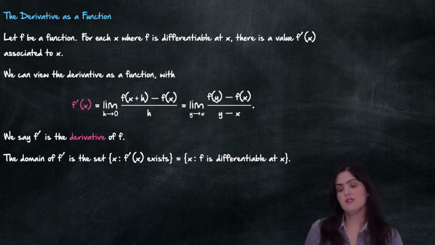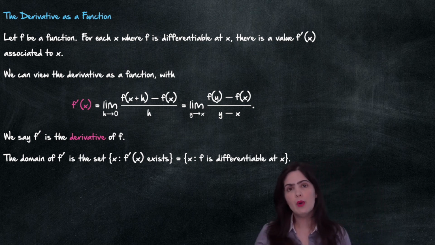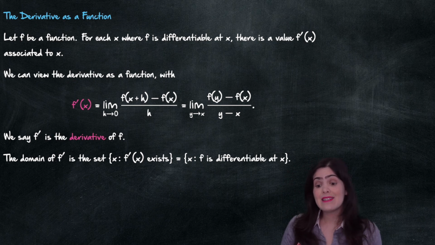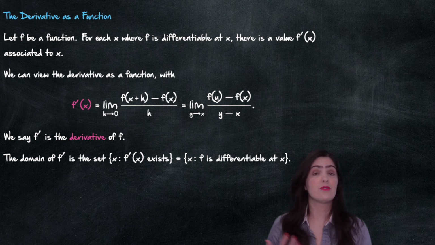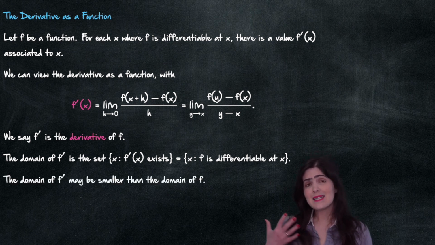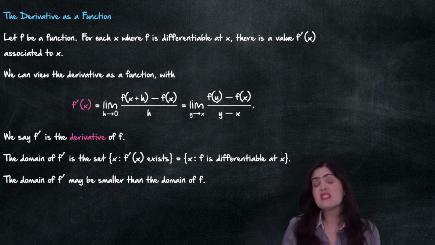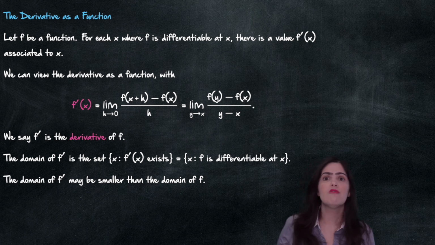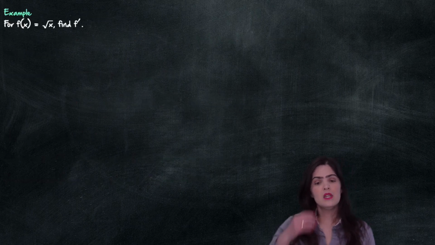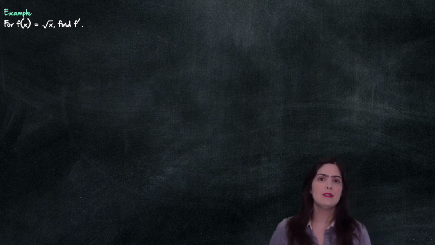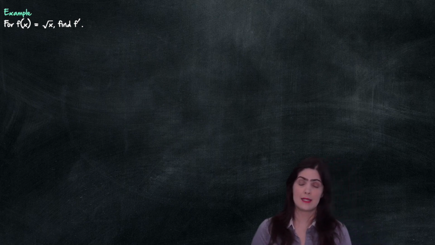The domain of this function then is the set of all the points for which the derivative exists. So it's the set of points where my function is differentiable. And the domain of the derivative may be smaller than the domain of my original function, as we're going to see in the next example. So we want to find the derivative of the function square root of x.